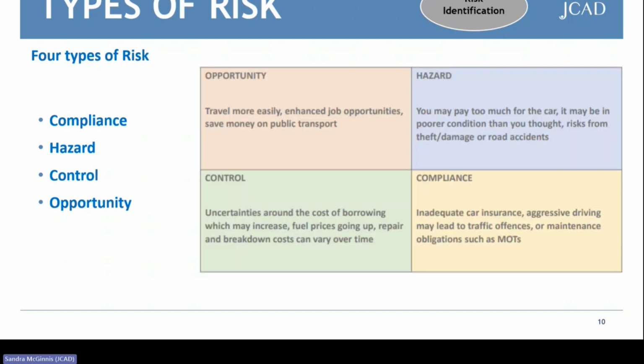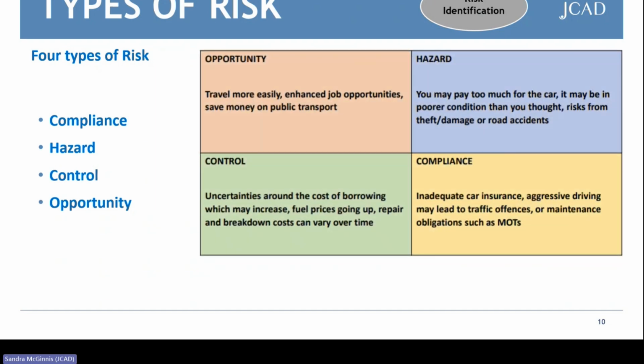There's 4 types of risks. We just have a quick look at these for you to think about. So we have compliance risks, we have hazard risks, control risks, and opportunity risks. And here's a little example of each in relation to the risk around buying a car, which shows that there can be many risks when owning a car. Again, we probably don't really think about them daily, but we do adhere to them.